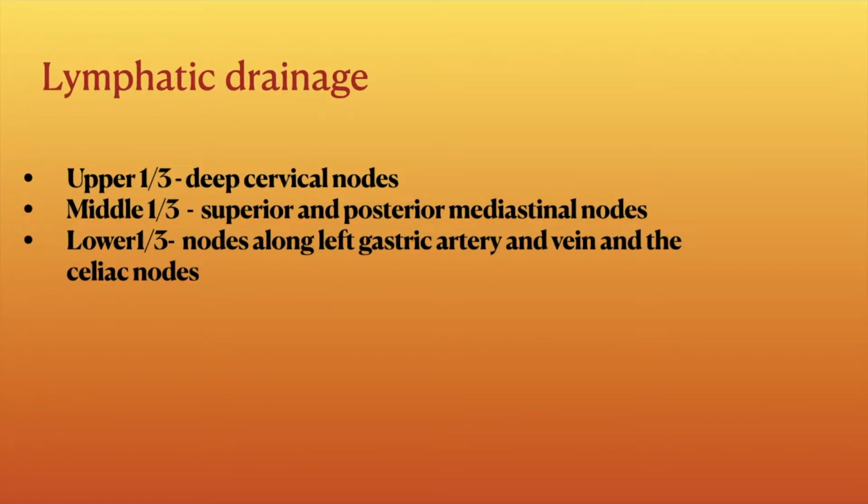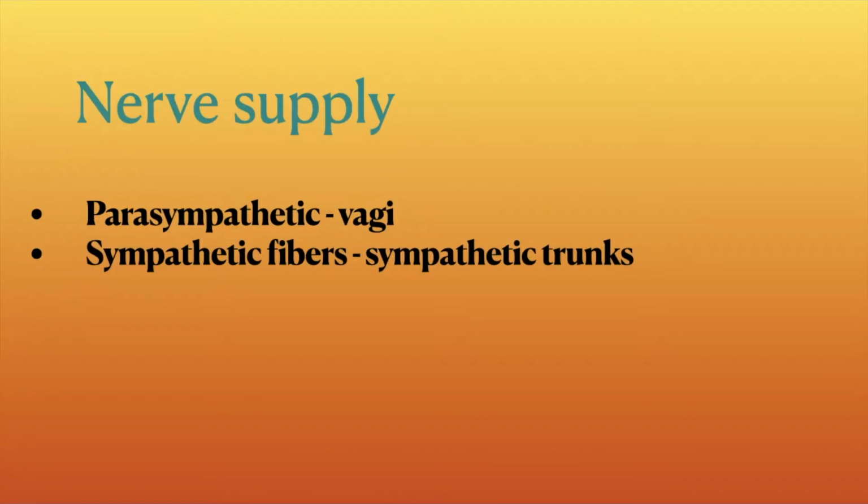The lymphatic drainage. The upper one-third is drained into the deep cervical nodes, the middle one-third into the superior and posterior mediastinal nodes, the lower one-third into nodes along the left gastric artery and vein, and the celiac nodes. The nerve supply. The parasympathetic stimulation is from the vagi, and the sympathetic fibers are from the sympathetic trunks.